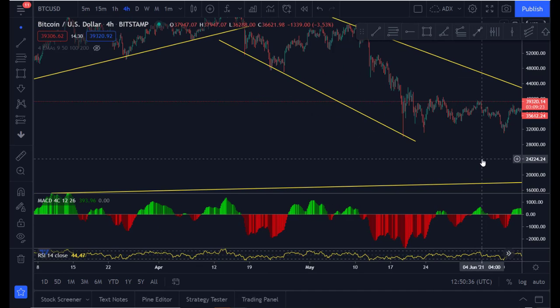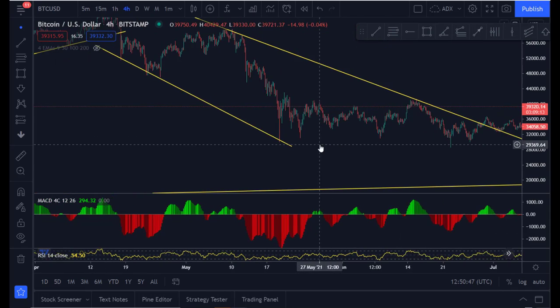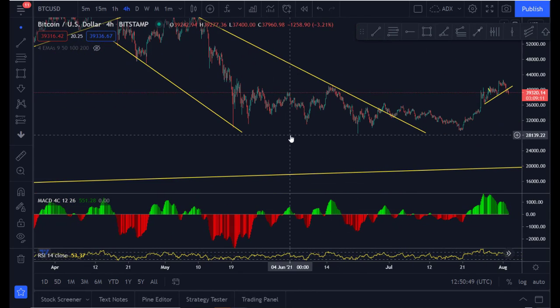Now on 4 hours, you can see there is no divergence, even though there is a trend break. There's no divergence here. This one is still the lowest point. There's no divergence. So we're not going to take a buy. You can see what happened after that.